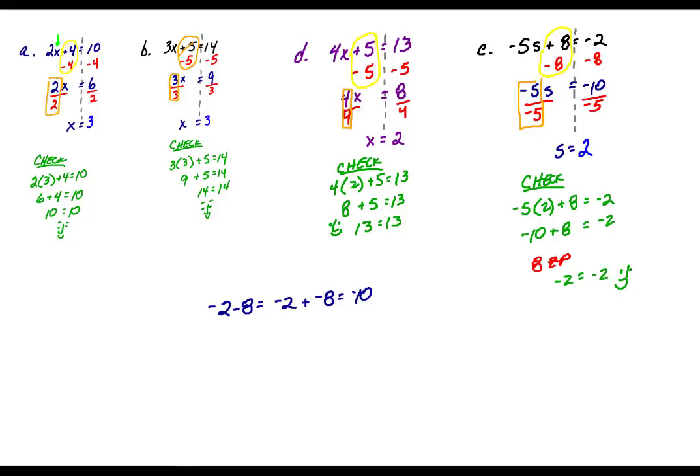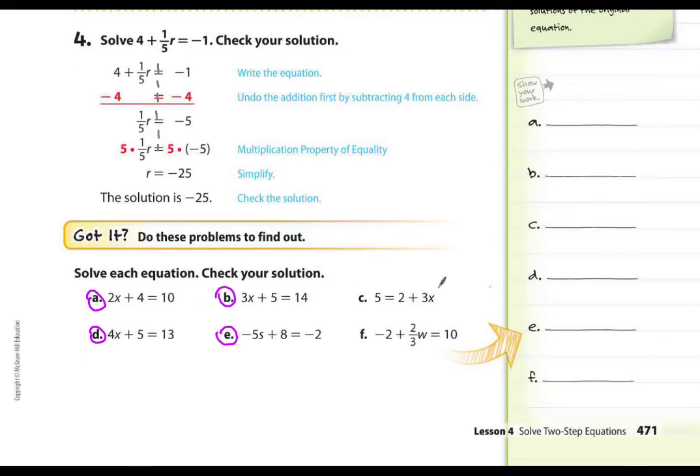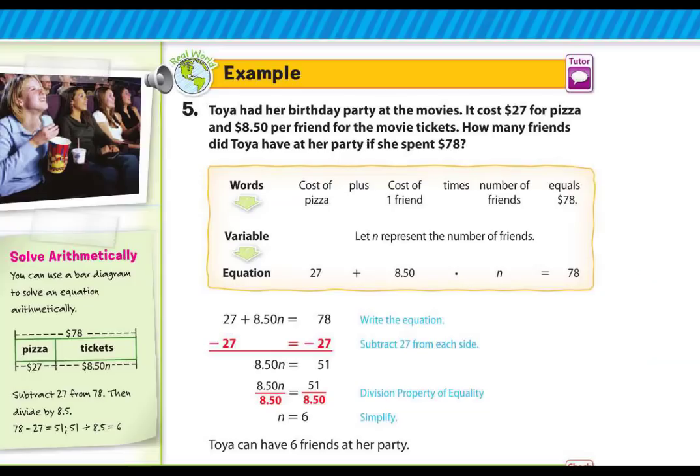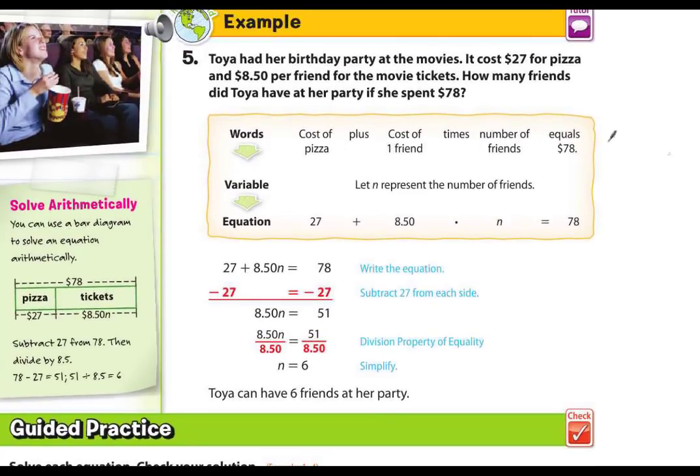All right, let's jump back into the book. And we went ahead and finished those. So let's take a look at the next batch. And we're given a problem here that is a word problem. Toya had her birthday party at the movies. It cost $27 for pizza and $8.50 per friend for tickets.